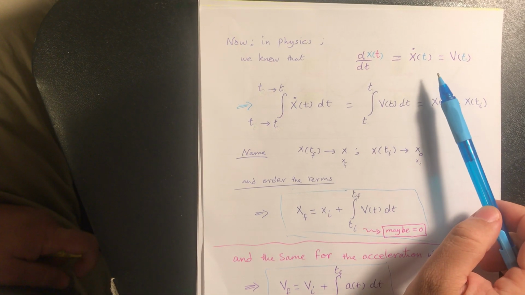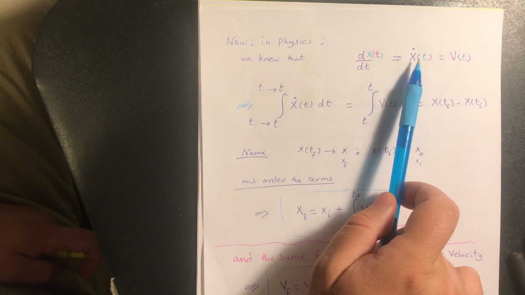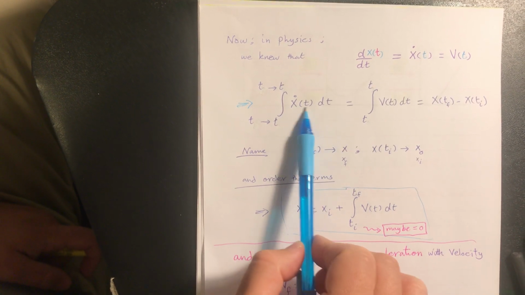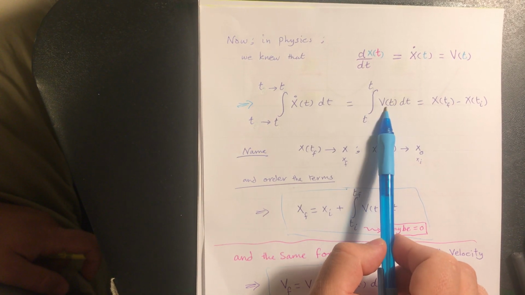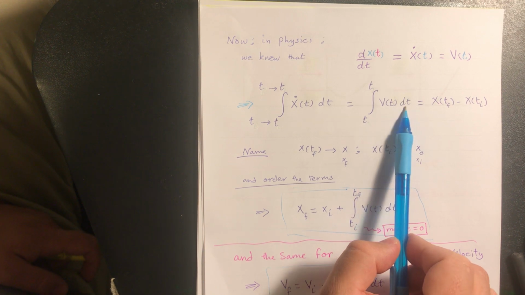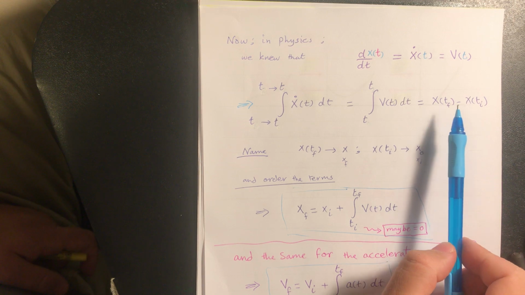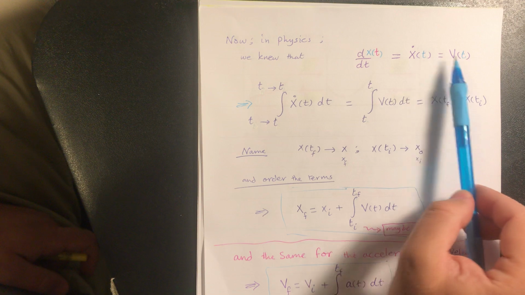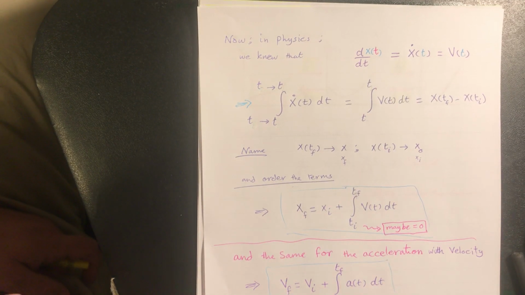What if we need to find the position with respect to t? If we integrate x dot with respect to t, which is the same as the integration of the velocity function of t with respect to t, it will give us again the x of t function. So we can move between x and v as a function of t by differentiation or integration.